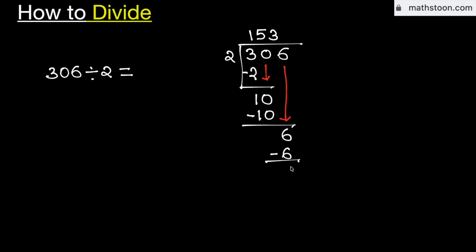Subtract, we get 0. As we get the number 0 and we have no number to bring down here, so we will stop. Therefore, 306 divided by 2 is equal to 153. And this is our final answer.